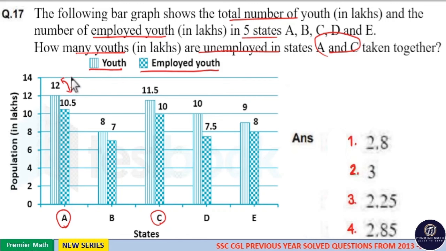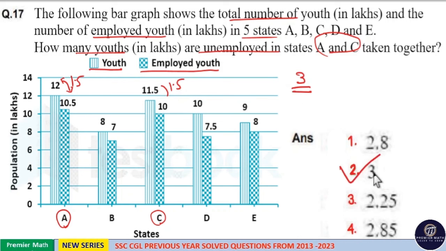So, here difference between these two is equal to unemployed youth. So, 12 minus 10.5 is 1.5. Here in C, 11.5 minus 10 is equal to 1.5. So, 1.5 plus 1.5 is total 3. Option 2 is your answer. So, don't skip graph questions because sometimes it is very easy.